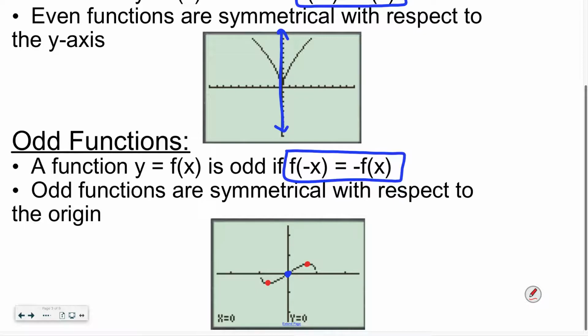Identity function. This guy, right? The identity function is going to be an odd function. Okay? And then we have some functions that are neither. Right? Our square root function. There's no symmetry in the square root function, so it's neither. And that's okay.